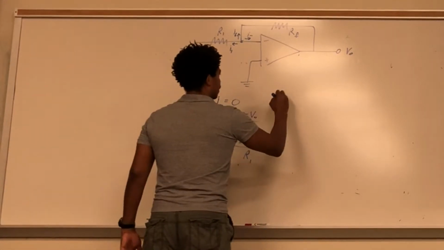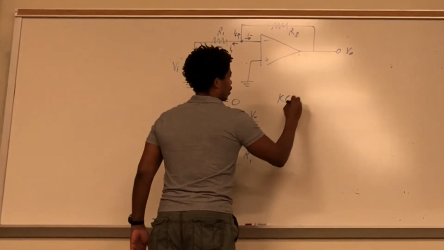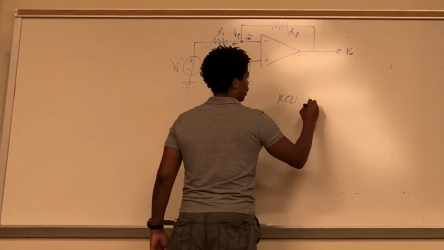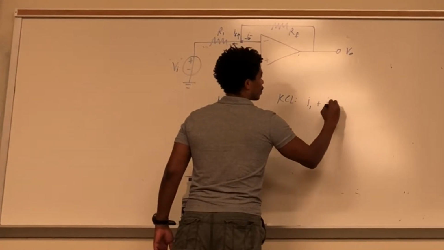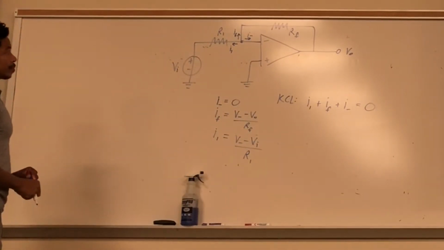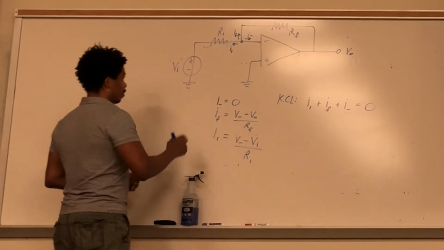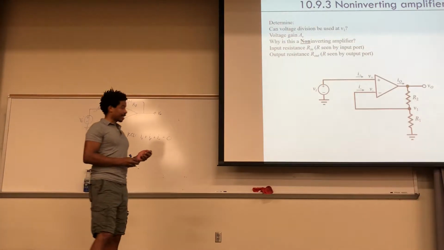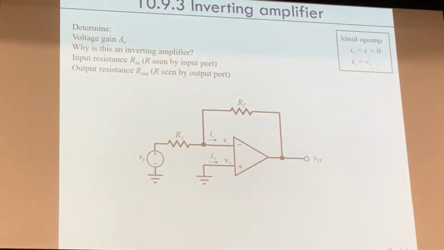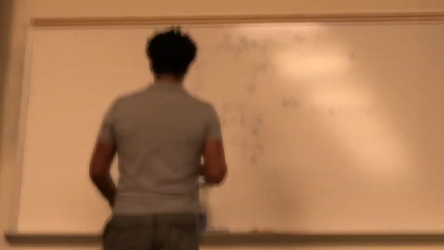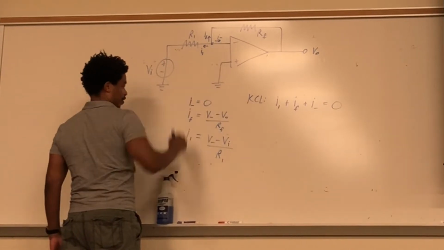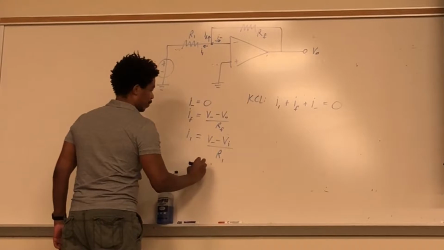Now remember, KCL says that charge is neither created nor destroyed, so all the current right here has to equal 0 if you sum it all up. That's what KCL says. All right. Now, another thing for an op amp is that V negative equals whatever V positive is. In this case, what's our V positive? 0. Yeah, that's grounded. So that voltage right here is 0. So V minus equals 0 because it's grounded.